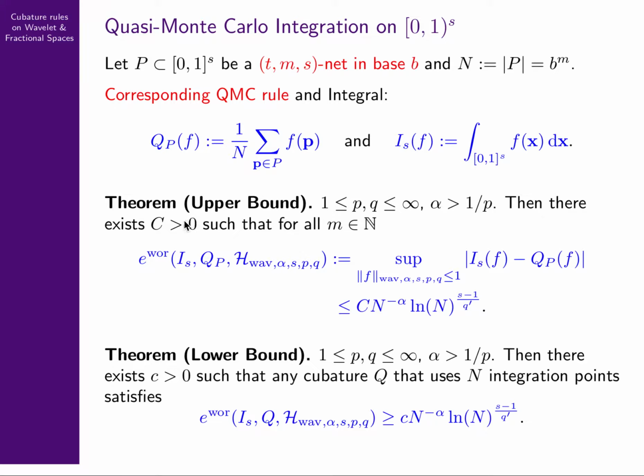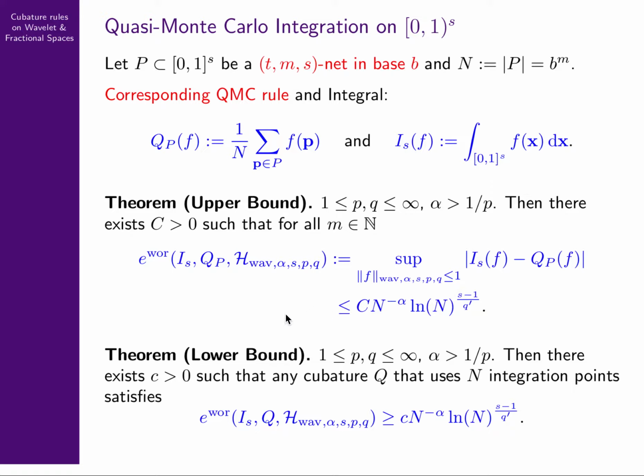If these two conditions are satisfied, then there exists a constant capital C such that for all natural numbers m, we have the following: the worst case error of integrating this integral and approximating it with the help of our cubature rule QP over the Haar wavelet space. So this worst case error is actually defined as the supremum here on the right hand side. So we take the supremum over all errors of this form, where f is an element of the Haar wavelet space with norm less or equal than 1, right?